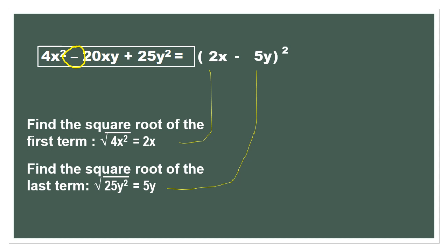Pwede yan i-expand ha. Magiging quantity 2x minus 5y times quantity 2x minus 5y. Madali lang, di ba, class? So, para ma-check ninyo kung tama ang inyong sagot, you may use the pattern of square binomial or multiplication of two binomials. Okay?